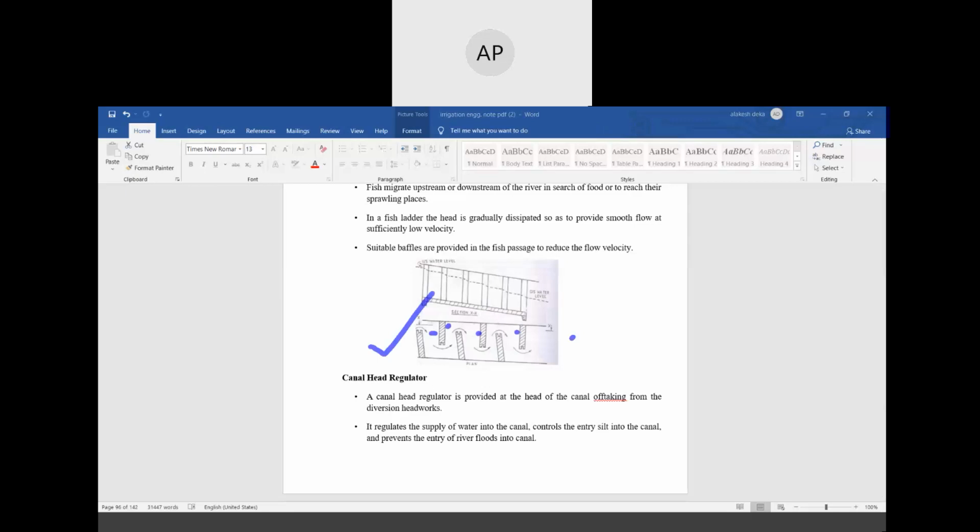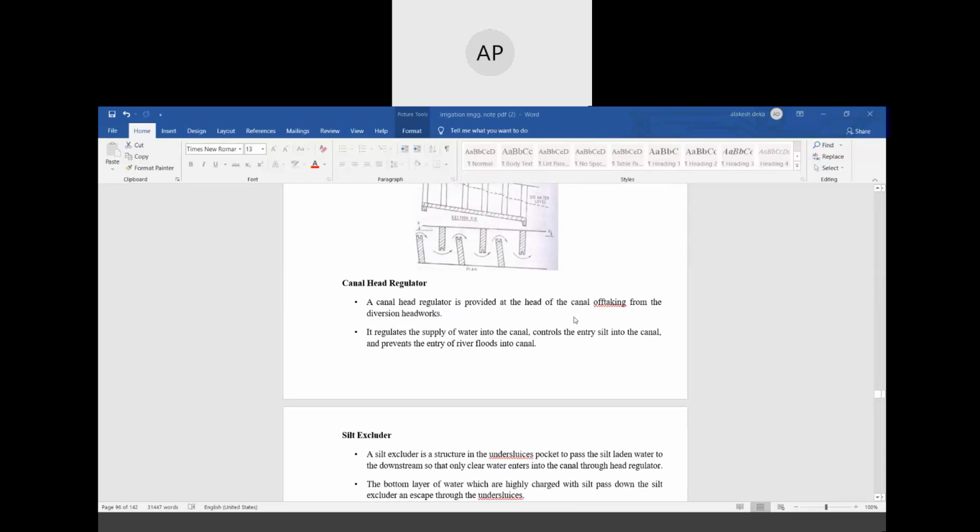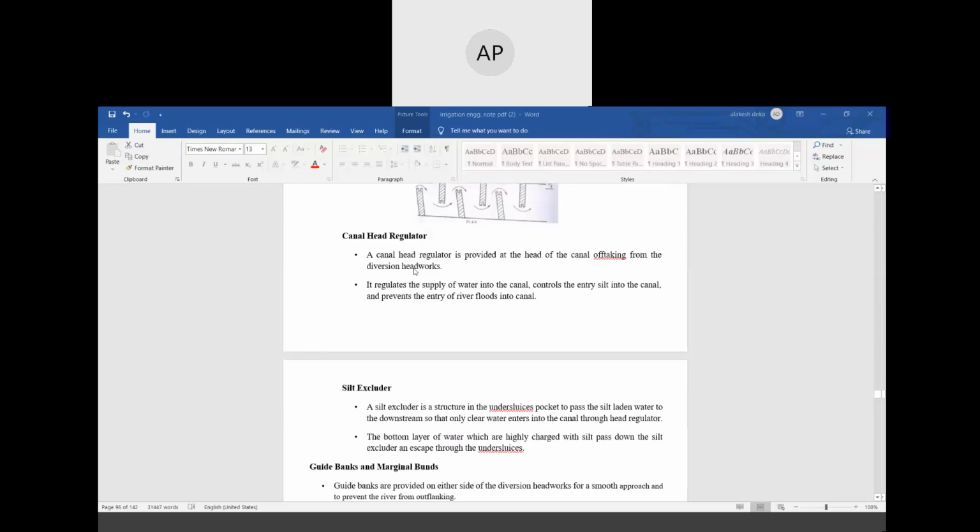Canal head regulator. The canal head regulator is provided at the head of the canal taking off from the diversion headworks. What are the uses of the canal head regulator? It regulates the supply of water into the canal, controls the entry of silt into the canal, and prevents the entry of river floods into the canal.